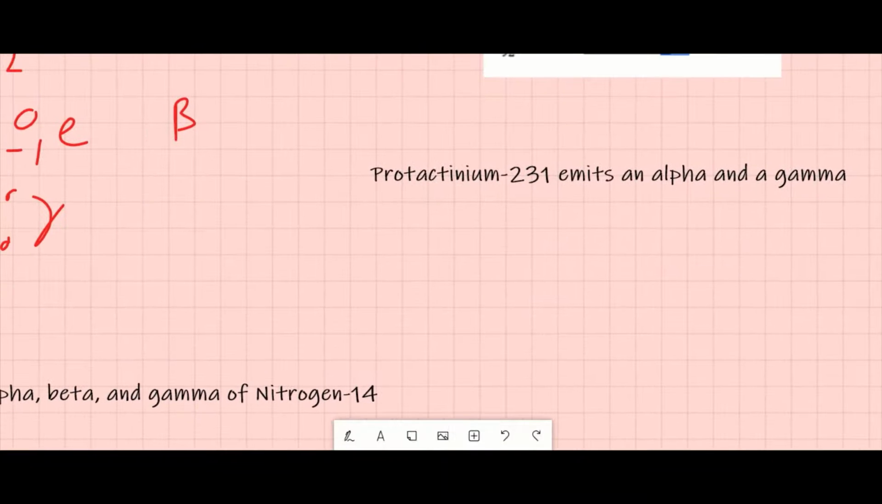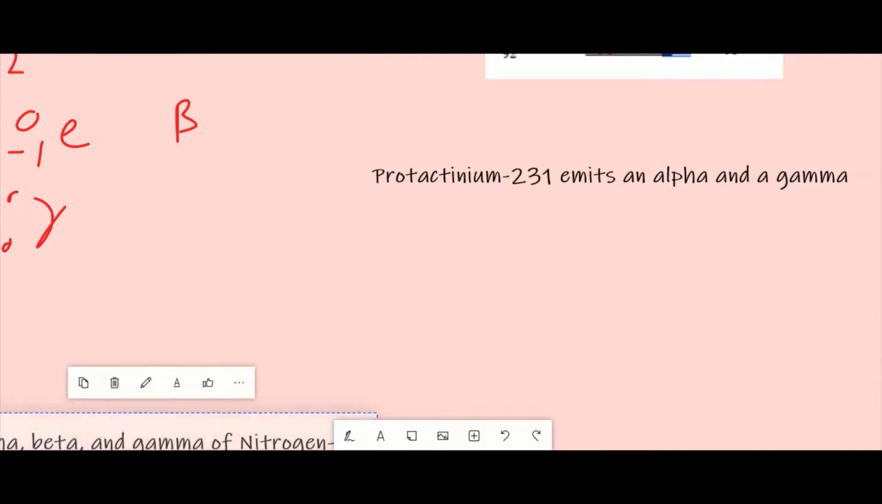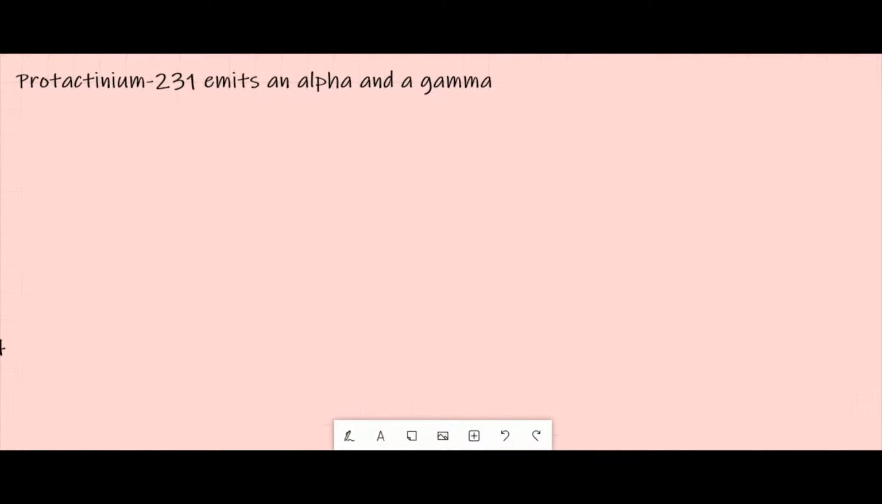I'm also going to do this one right here. Let me pull this down. I'll do this right over here. It says protactinium 231 emits an alpha and a gamma. So now it's asking for two things. I'm actually going to show you, this is going to be a little longer.